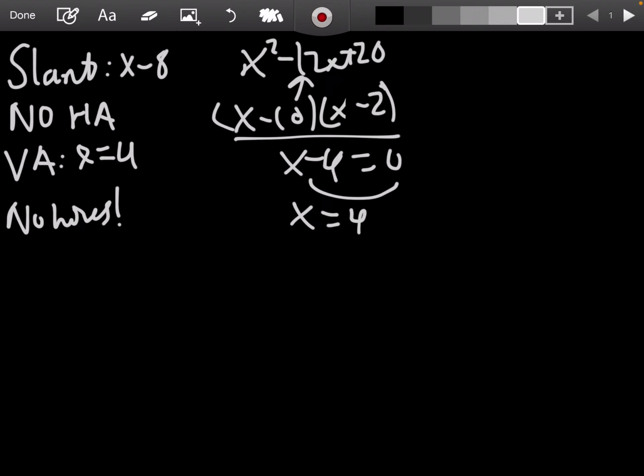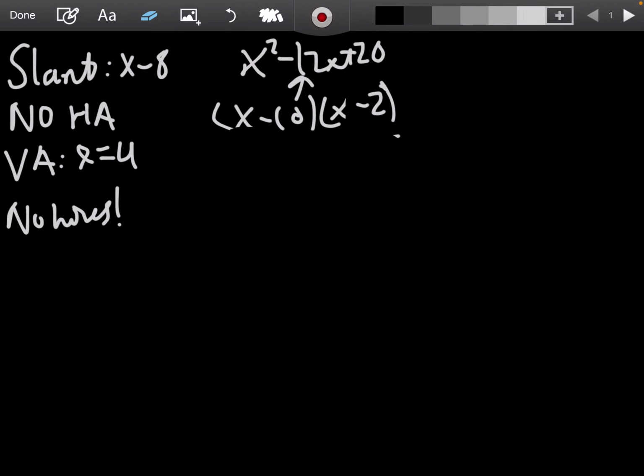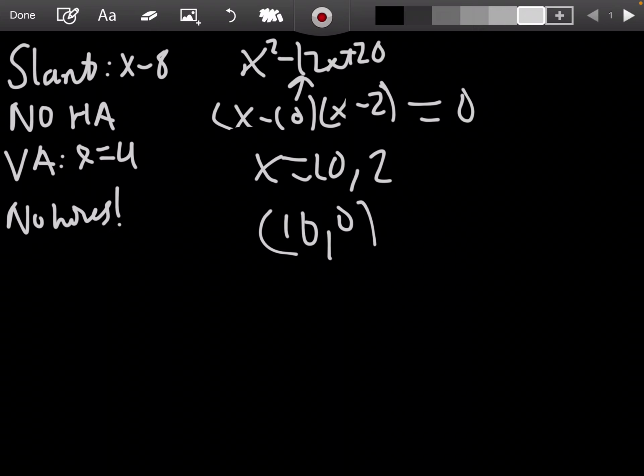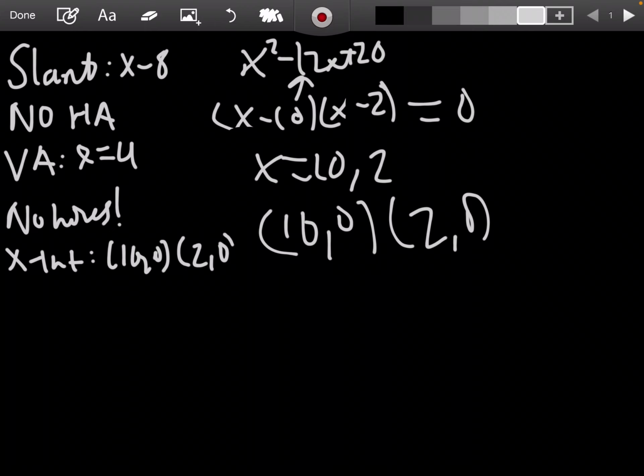Now that we found that, let's find the x-intercepts. In order to find the x-intercepts, we need to make the numerator equal 0. If we factor this out, x equals 2 and x equals 10. If we want to make this into coordinates, it would be (10, 0) and (2, 0). So we have two x-intercepts.